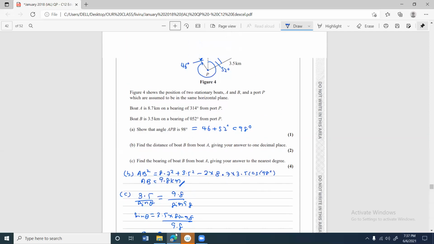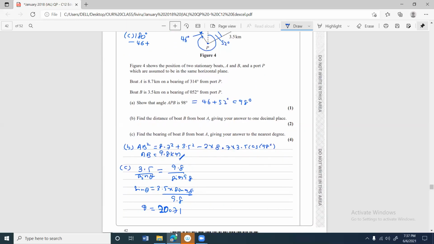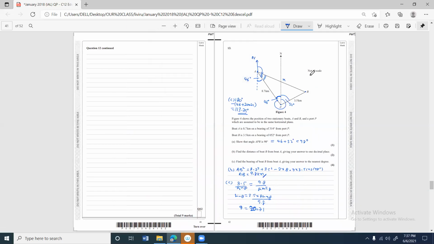If this angle is 20.71, I can find the bearing of B, and write the answer here. 180 minus 46 plus that angle, 20.71. 180 minus 46 plus 20.71 turns up to 113.29 is the answer for that. That's a way of getting this answer. Yeah, this is the answer for that.